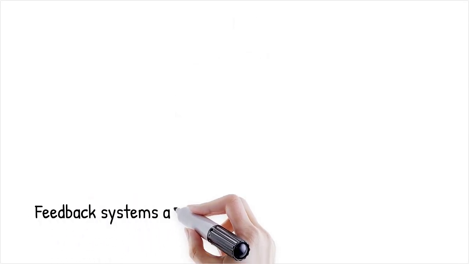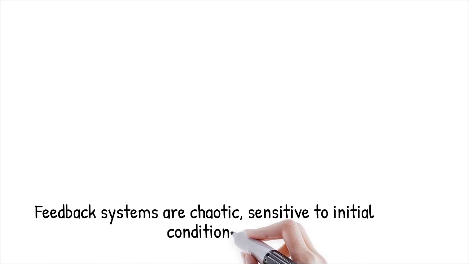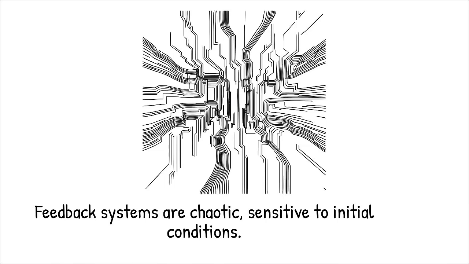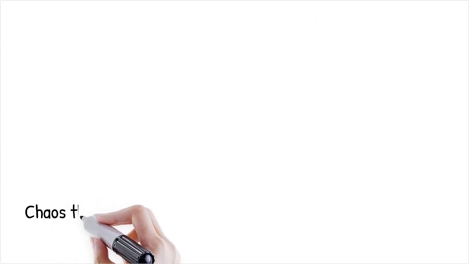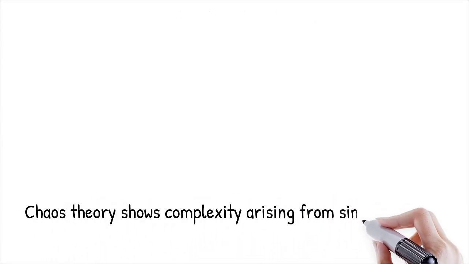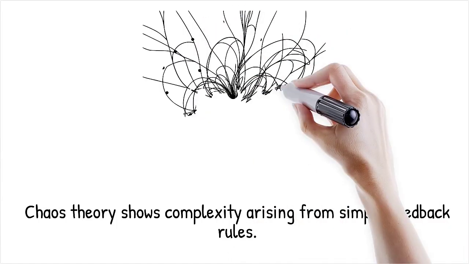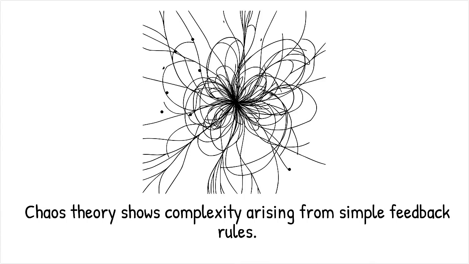Display feedback systems are inherently chaotic, meaning they are highly sensitive to initial conditions. Small adjustments, such as tilting the camera or altering display brightness, can lead to vastly different patterns. This sensitivity is a hallmark of chaos theory, where deterministic systems exhibit unpredictable behavior due to their complexity. Chaos in these systems highlights how intricate patterns can emerge from simple rules and feedback.